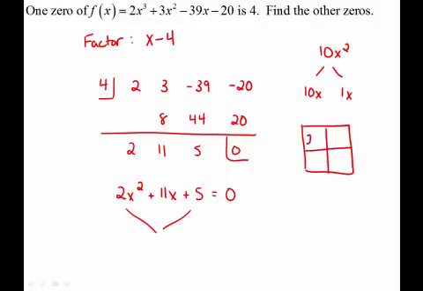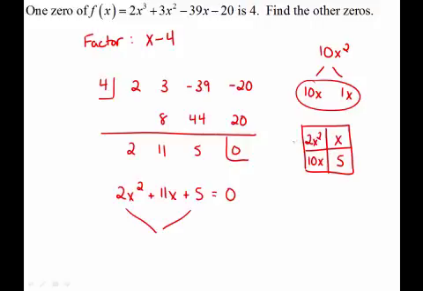In the upper left corner always goes the first term, so 2x squared. In the bottom right corner always goes the last term, 5. And the other two boxes are reserved for these two things, and they can go in any order you want. It doesn't matter. I'm going to put 10x here and x there. Do not worry about the signs at this point. You can finish the signs off later.